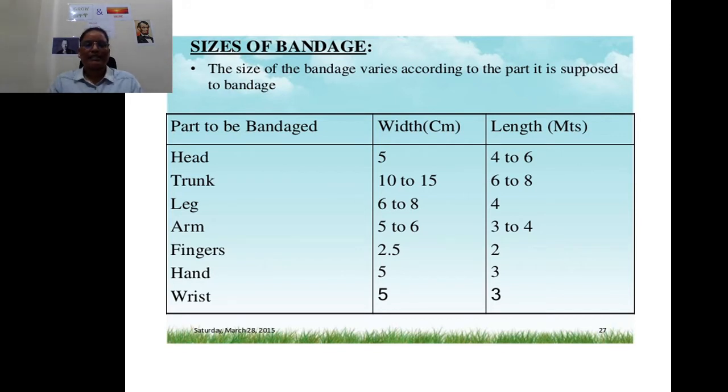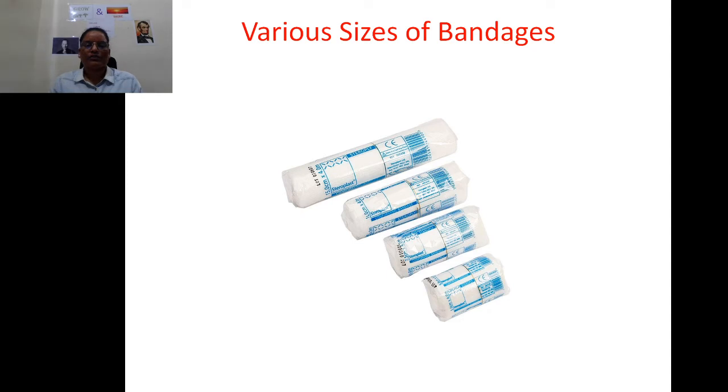Sizes of bandage are different and it depends on which part we are going to bandage. If we are going to bandage head, then 5 centimeter bandage is required. Then for tongue 10 to 15 centimeter, for leg 6 to 8 centimeter, for arm 5 to 6, for finger 2 to 5 centimeter, 5 centimeter respectively, hand and wrist. These are also the various sizes of the bandages.